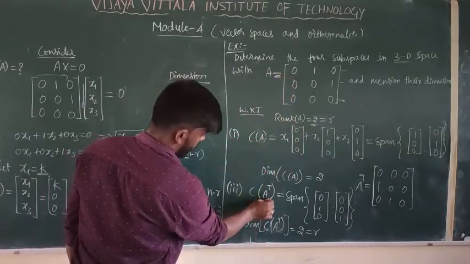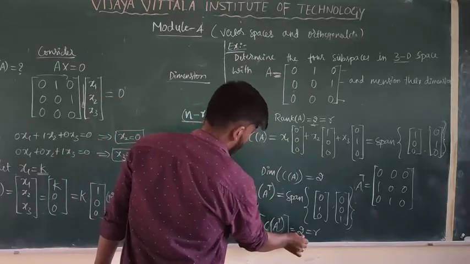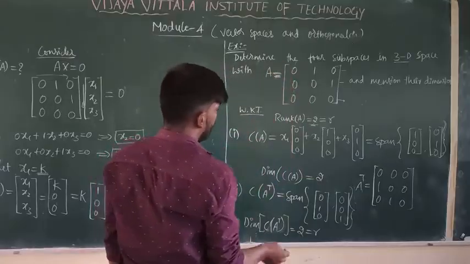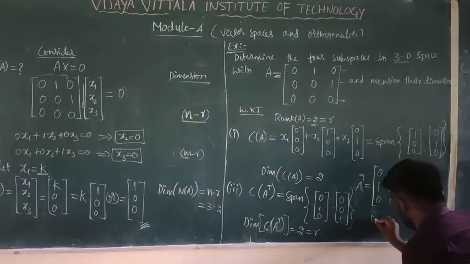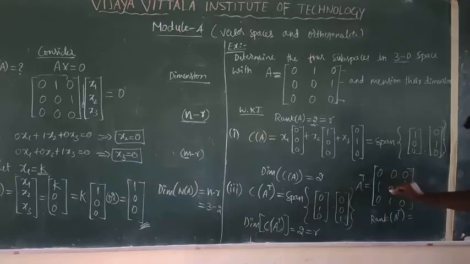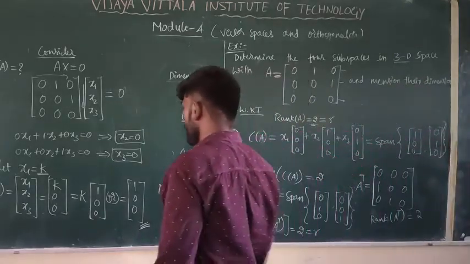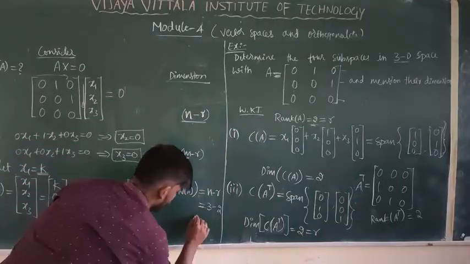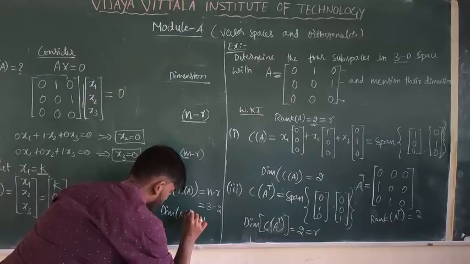Here we have taken the rank of A transpose, which is the same as the rank of A. The rank of A transpose is the number of non-zero rows, same as A. Therefore, the rank of A transpose and the rank of A is 2. Here 3 minus 2 is equal to 1. Therefore, the dimension of the null space of A is 1.